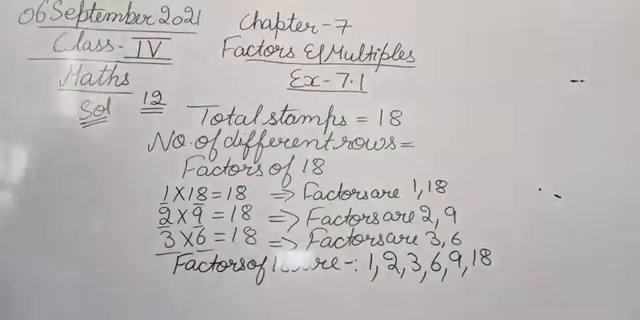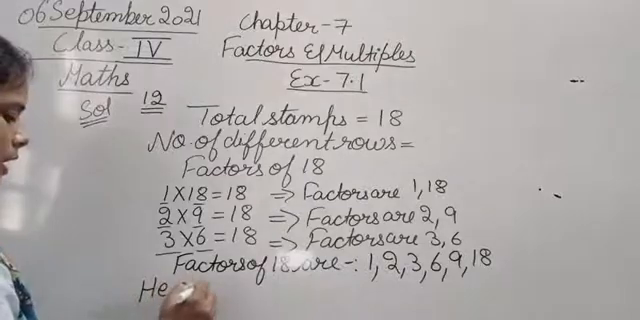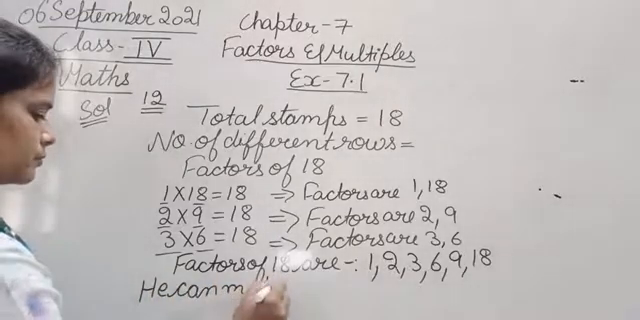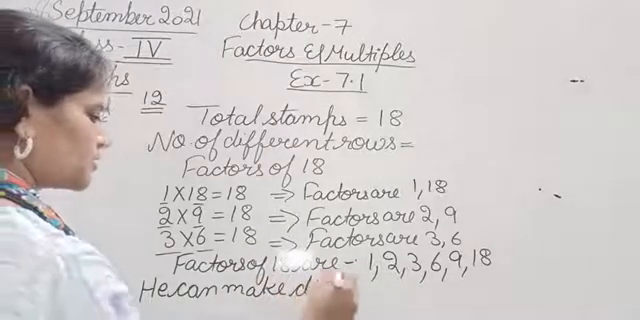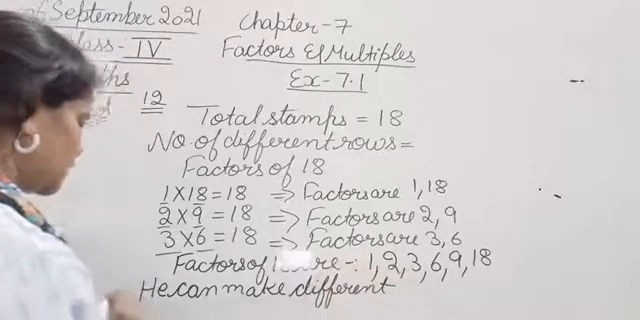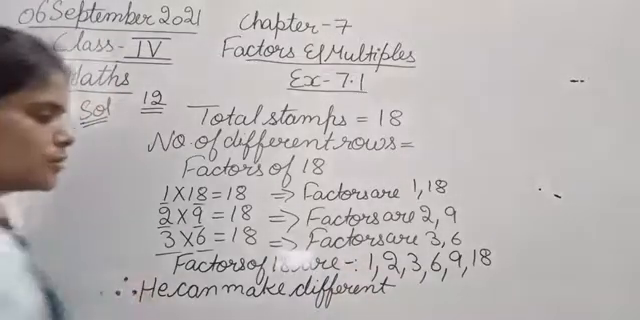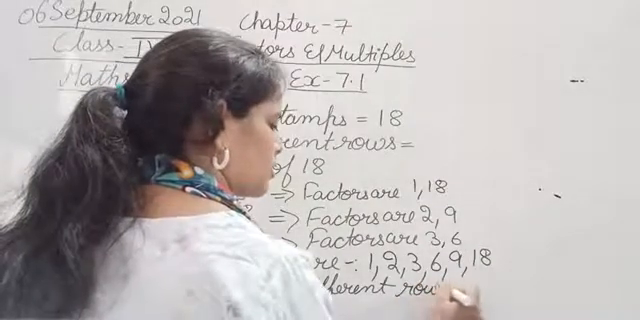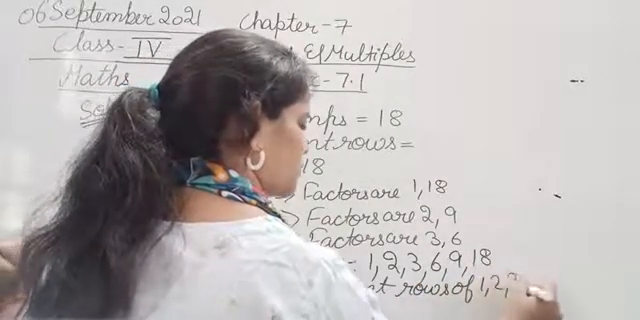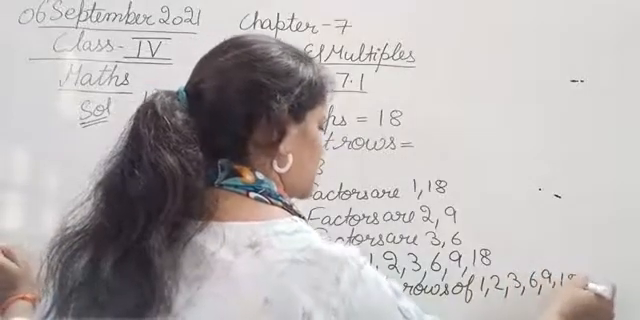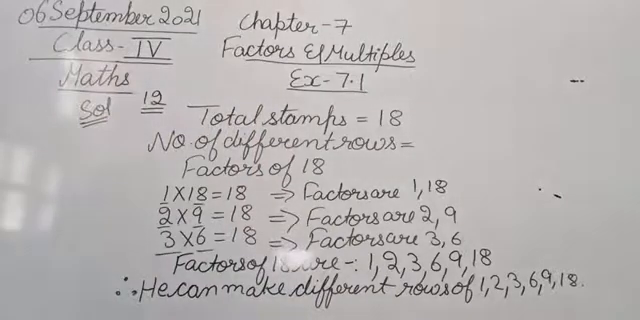So he can make different rows. Therefore he can make different rows of 1, 2, 3, 6, 9 and 18. Okay, so this is how we can calculate the different rows he can make so that he can arrange all the stamps equally in each row.